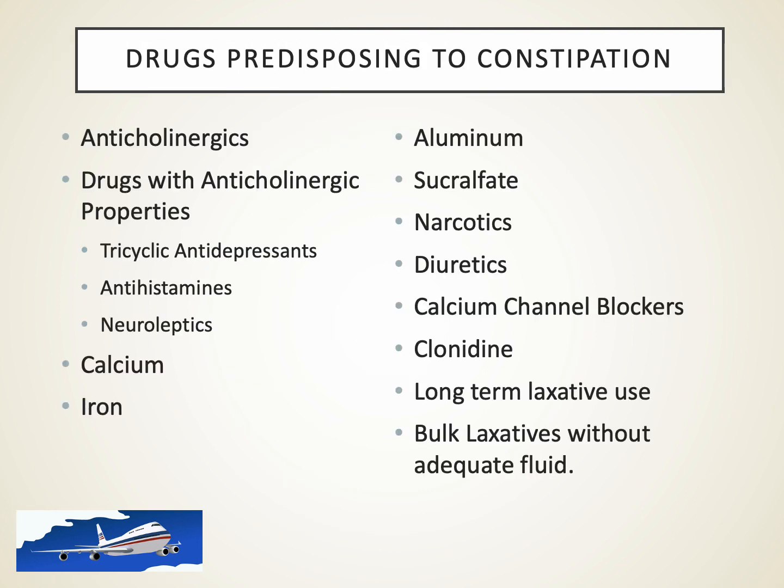There are a lot of drugs that are constipating. The worst of them probably are the opioid analgesics, that can cause sometimes very severe constipation, as well as anything with anticholinergic properties.